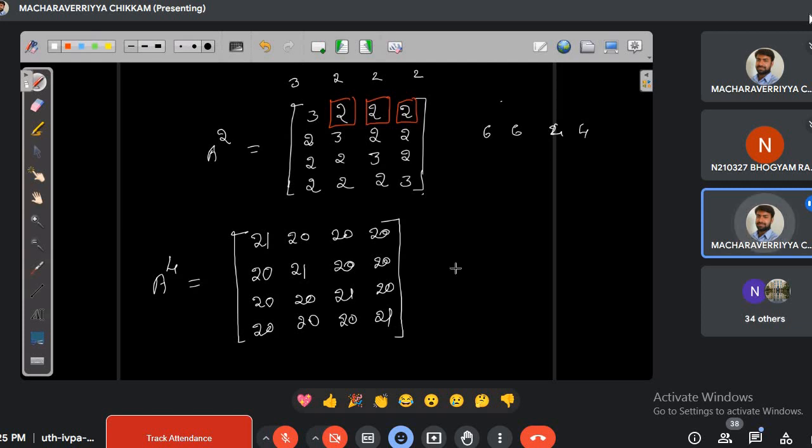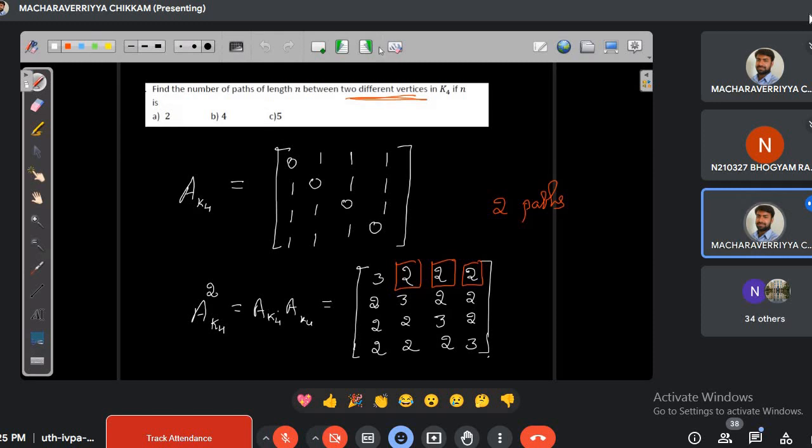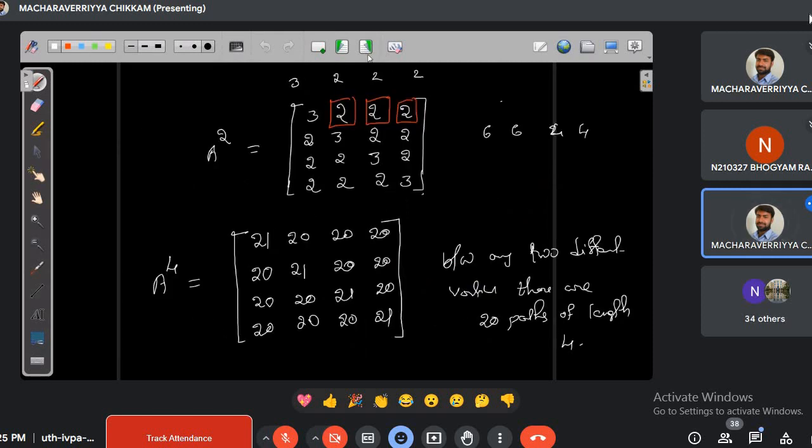Okay, so now the answer here, between any two different vertices, there are 20 paths of length 4. There are 20 paths of length 4. And then next they are asking about A power 5.